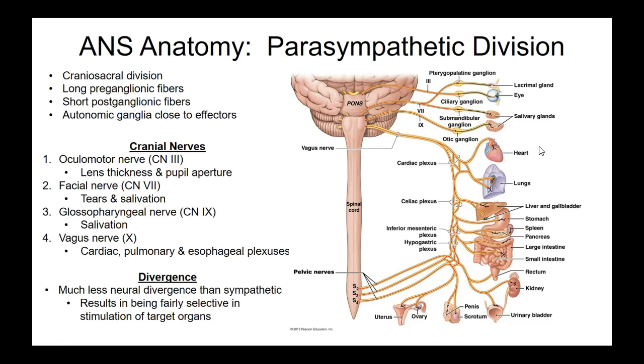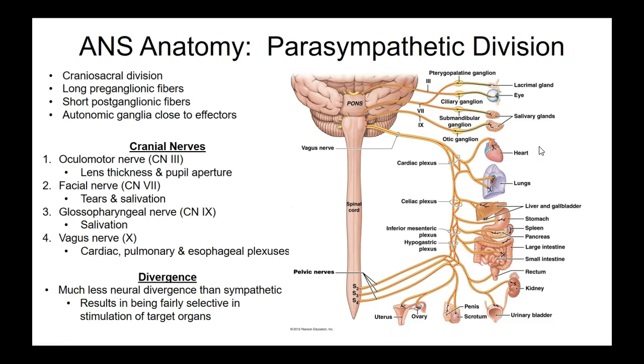All right? So here, the other difference is that, remember we had two neurons to span the distance from the central nervous system to the effector for the autonomic nervous system, right? Okay. So here, remember, we had a preganglionic and a postganglionic neuron. For the parasympathetic, that preganglionic neuron is fairly long, which means that the ganglia are going to be, what, close to the effector or close to the spinal cord? Which one do you think? Close to the effector, not the central nervous system.